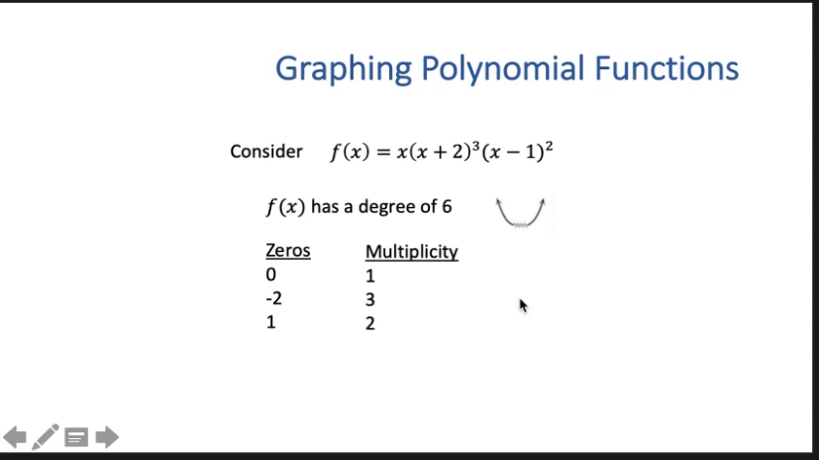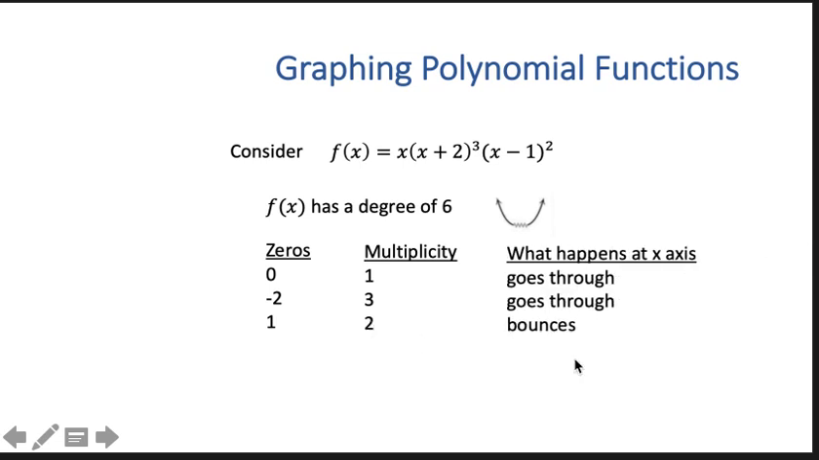Now, what about the graph? If the multiplicity is odd, remember the graph is going to go through the x-axis. So that would happen here and here. And if the multiplicity is even, it's going to bounce off. So what happens at the x-axis is at this 0, it's going to go through because the multiplicity is odd. It goes through at -2 because the multiplicity is odd, and it bounces at 1 because the multiplicity is even.